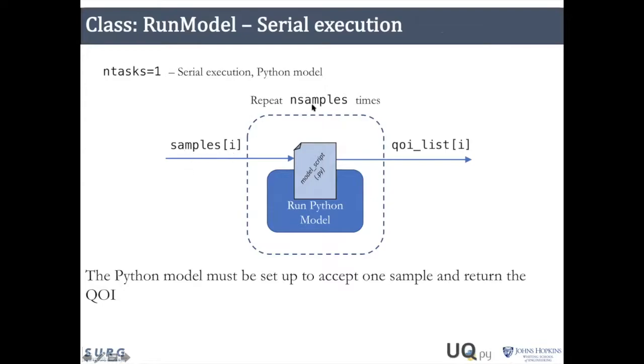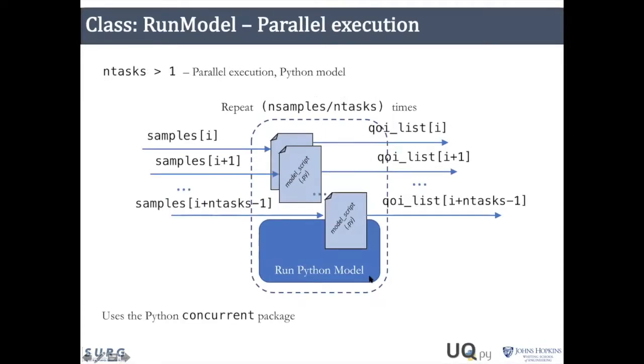In this, n samples number of times the model is evaluated with one sample passed as input, and RunModel will save the output quantity of interest as the ith value of the output attribute QoI list. It should be kept in mind that the Python model should be set up to accept one sample and return the quantity of interest.